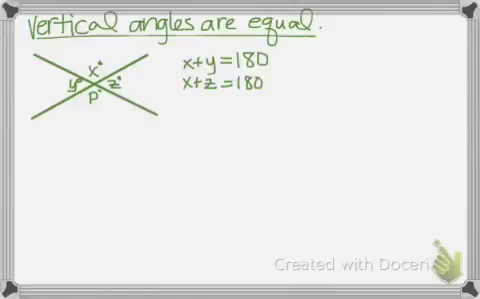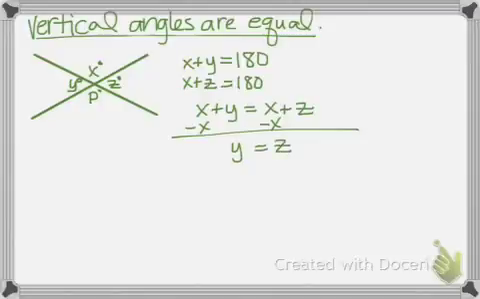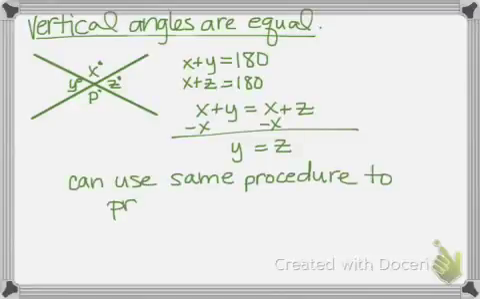Since these two are equal to 180 degrees, they are equal to each other using Euclid's postulate. So x plus y equals x plus z. I can subtract x from both sides and find that y is equal to z. And y and z again are vertical angles. Now I could do the same thing using the same procedure to prove that x is equal to p.